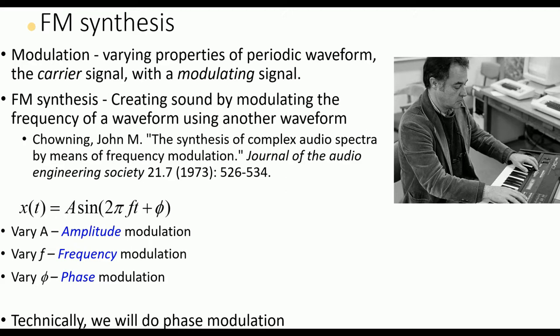Any one of these three parameters can be varied, can be modulated. If you vary amplitude, you produce amplitude modulation. Vary frequency, it's frequency modulation. And vary phase, it's phase modulation. Now, frequency modulation and phase modulation are both a form of angle modulation, in that the angle that the sine is affecting is modulated either by varying the phase or varying the frequency.